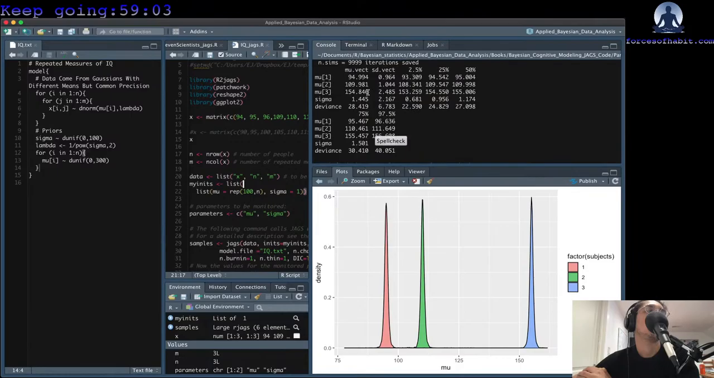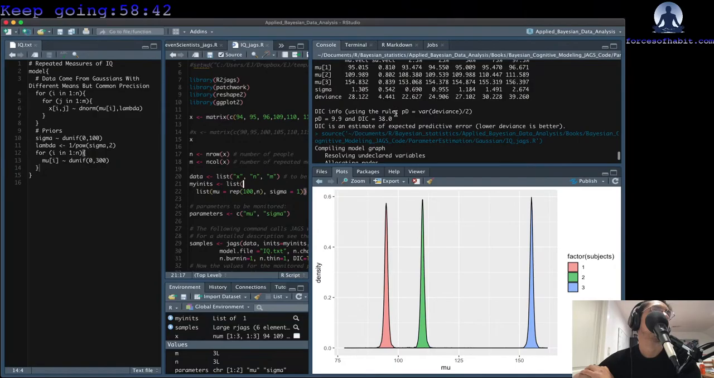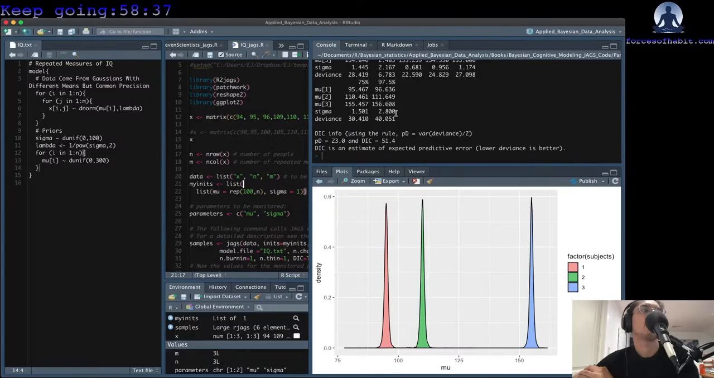However, here you can see the standard deviation around the estimates of the mean are a little larger. And part of that has to do with accounting for this larger uniform distribution that we used as our prior. But the estimates don't change that much. Cool.